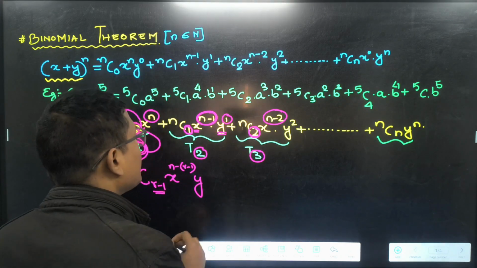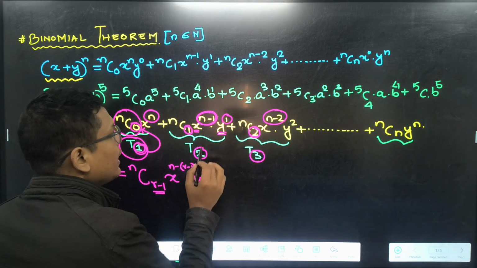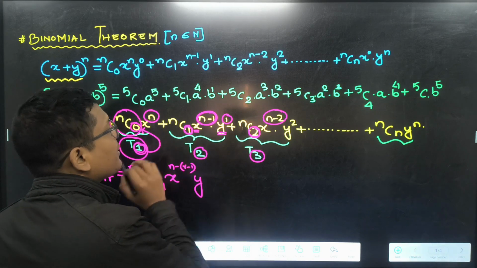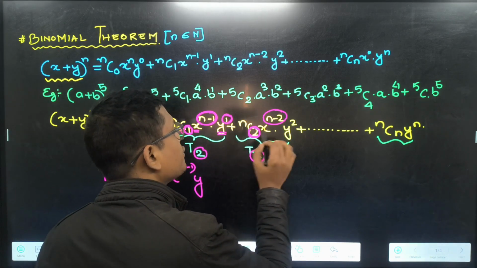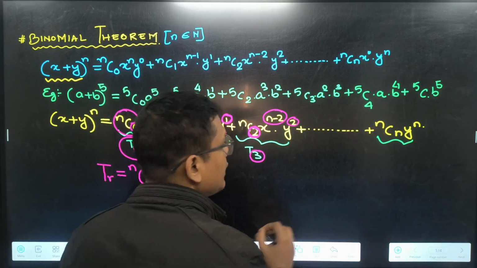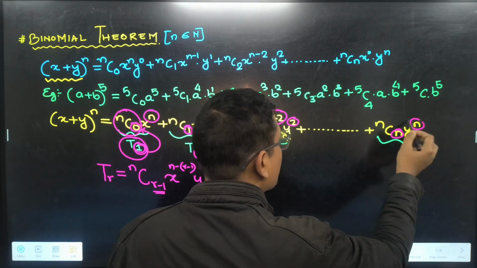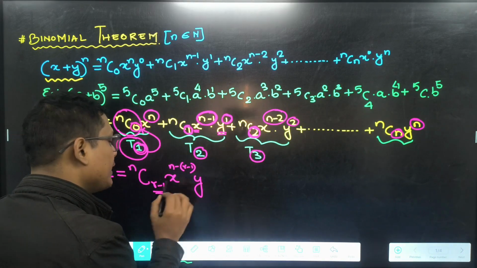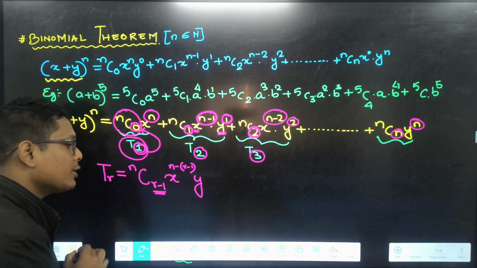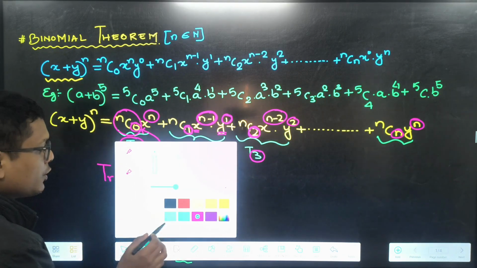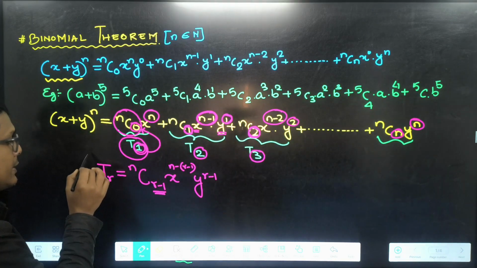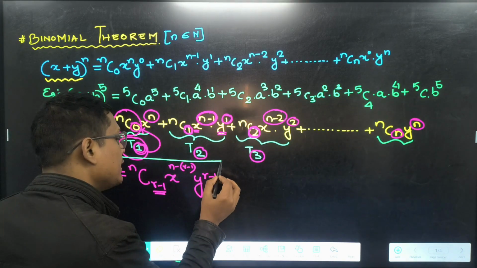In the next part, what will be the power of y? We can see that if the lower suffix is 1, the power is 1. If the lower suffix is 2, the power of y is 2. If the lower suffix is n, the power of y is n. So here, the lower suffix is r minus 1, so it will become r minus 1. So this is going to be our general term of binomial expansion.